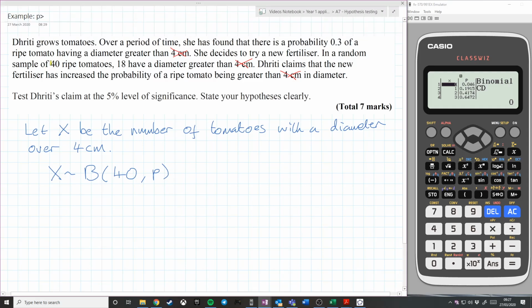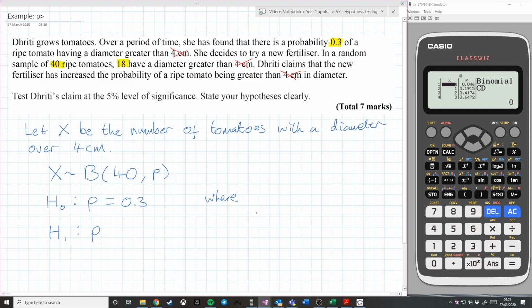And I can see that that is my n. I can see I've got an observed result of 18. And I can see that the probability is 0.3. So when I'm constructing my hypotheses, I'm going to say that H0 is that P is equal to 0.3, and H1 is that P is something 0.3.